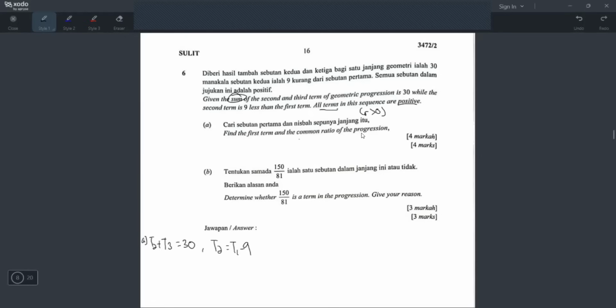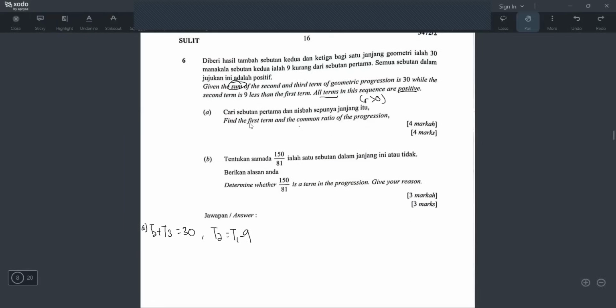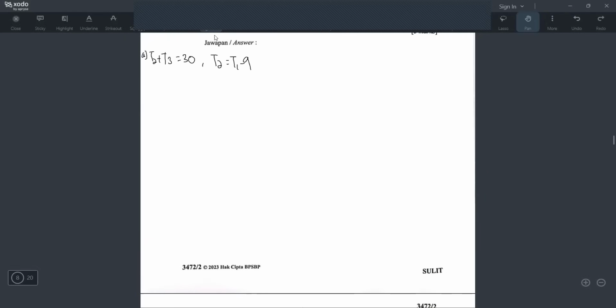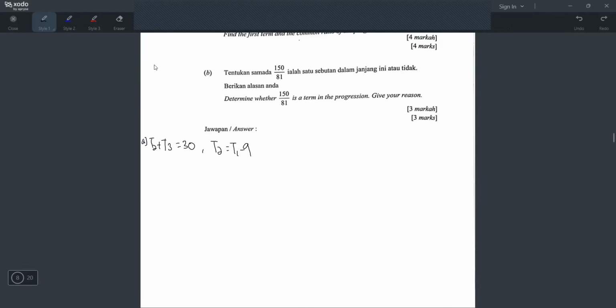Okay, A says find the first term and common ratio of the progression. Okay, so how do I find the first term? The first term means A, and then common ratio is R, and they already say R must be bigger than 0. So I think you just do simultaneous, right? But before you do simultaneous, you need this formula, the Tn formula, which is AR power n minus 1. So if I say T2, it means AR power 2 minus 1, which is AR power 1. If I say T3, it means AR power 3 minus 1, which is AR power 2 equals to 30.